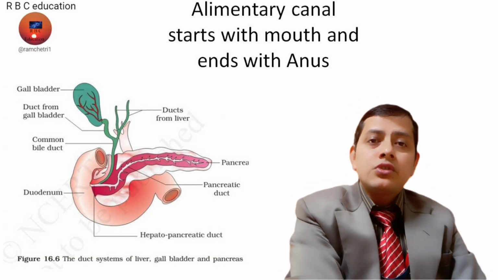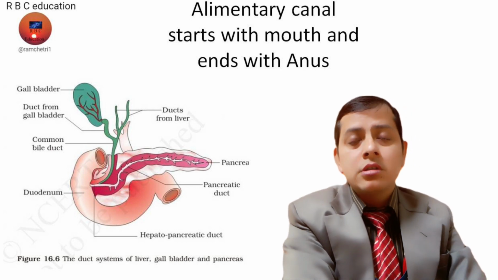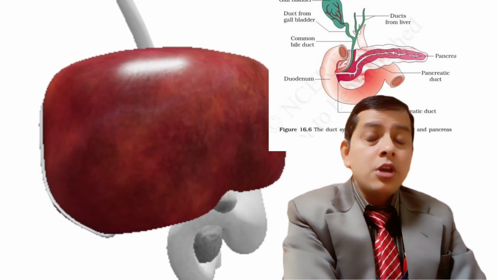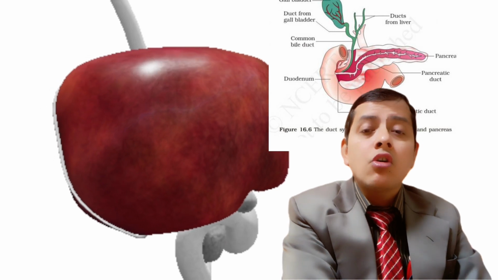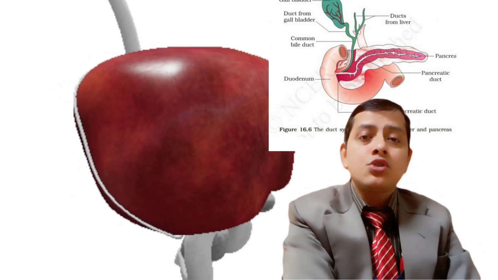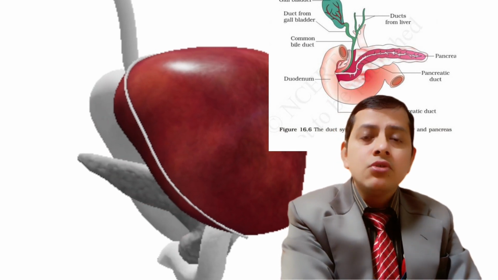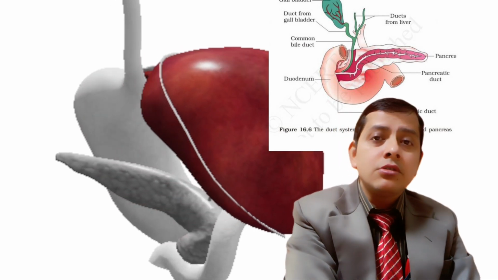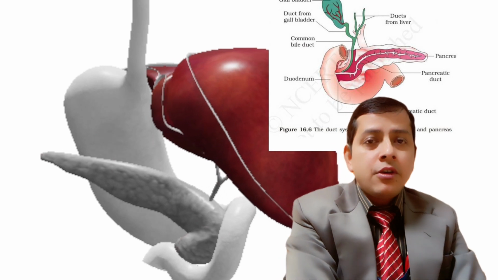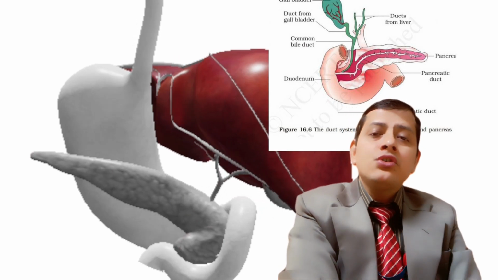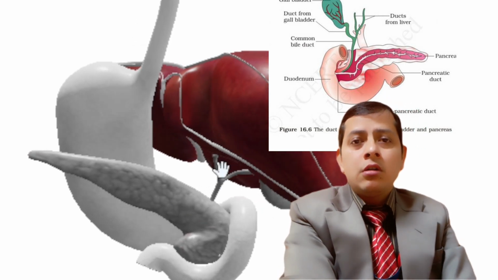The liver does not produce any enzyme, it produces only bile salts. It contains a special bladder, called the gallbladder, which stores the concentrated bile juice, and the liver also produces bile juice. Altogether, the juice enters the pancreatic duct, where the pancreas produces all kinds of enzymes.